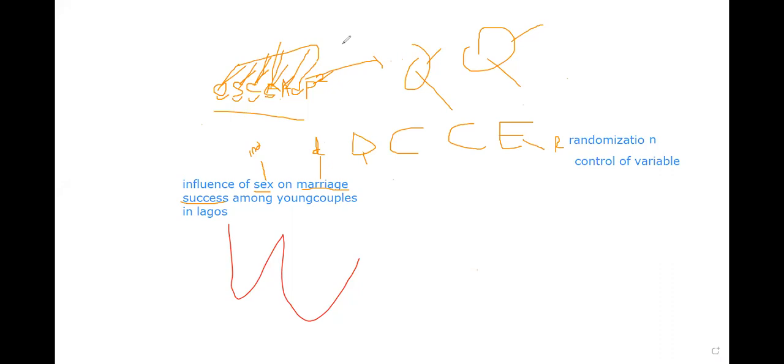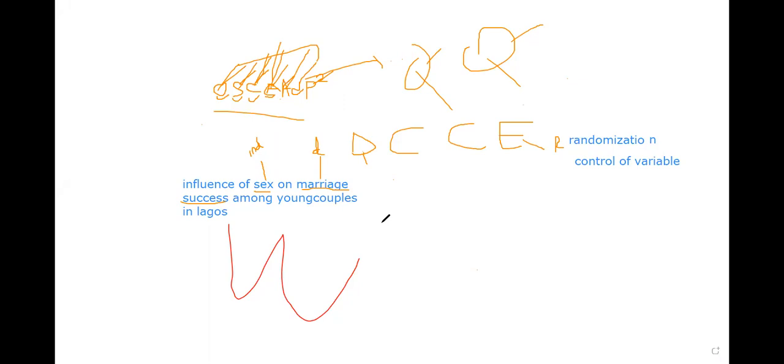Do we agree with this? The success of the marriage depends on the sex. So what we are saying is the influence of sex is independent. Marriage success is dependent. Young couples in Lagos is not your independent variable too. Young couples in Lagos is your population.